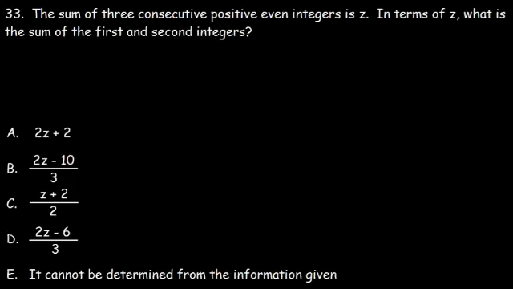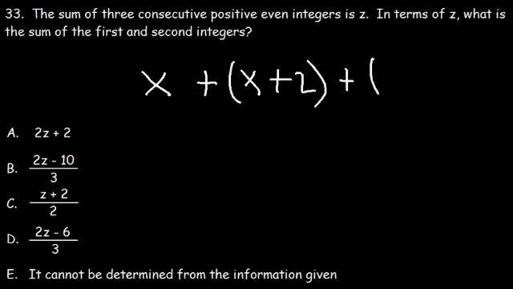So then, the sum of 3 consecutive positive even integers is z. In terms of z, how can we find the sum of the first and second integers? Feel free to pause the video and try this yourself. So let's say that the first integer is x. Therefore, the second one will have to be x plus 2. The second one is 2 more than the first one, and the third one is going to be x plus 4.